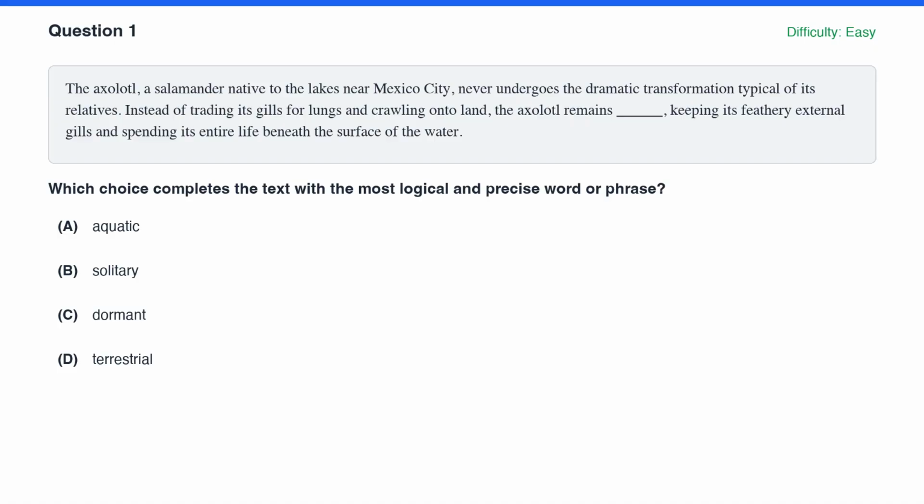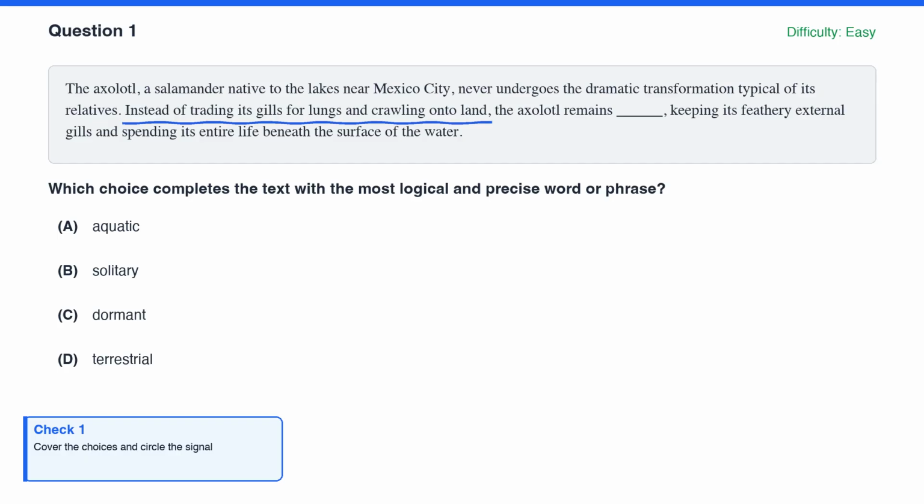Question 1. Our warm-up. Check 1. Cover the choices and circle the signal. The setup does the work. Instead of trading its gills for lungs and crawling onto land points us away from land, and the clue right after the blank seals it, keeping its feathery external gills and spending its entire life beneath the surface of the water. In plain English, the blank just means the animal stays in the water.